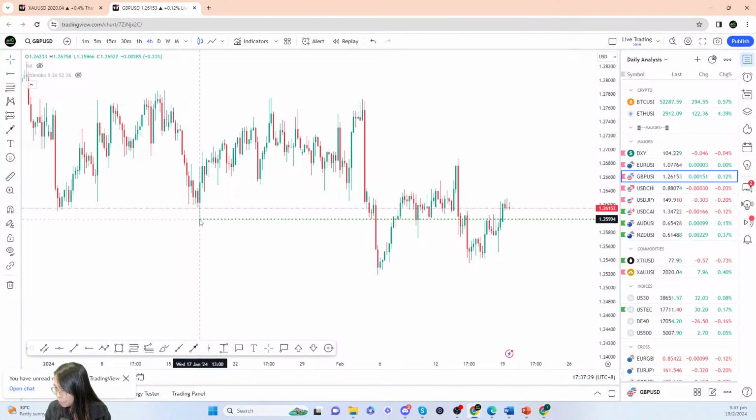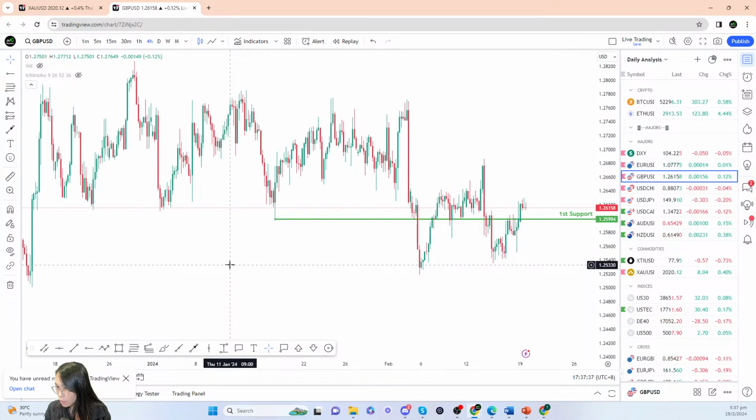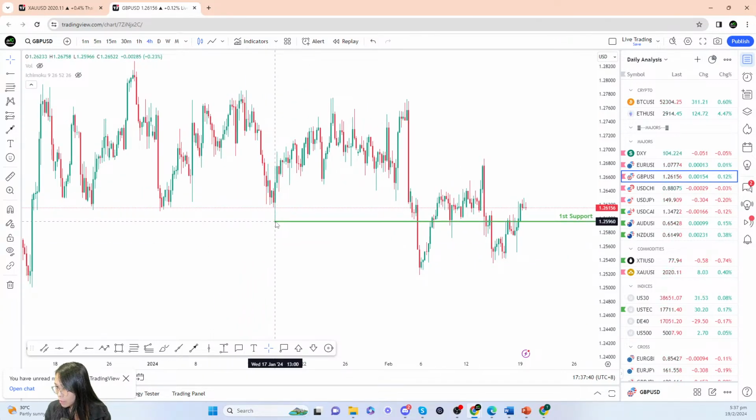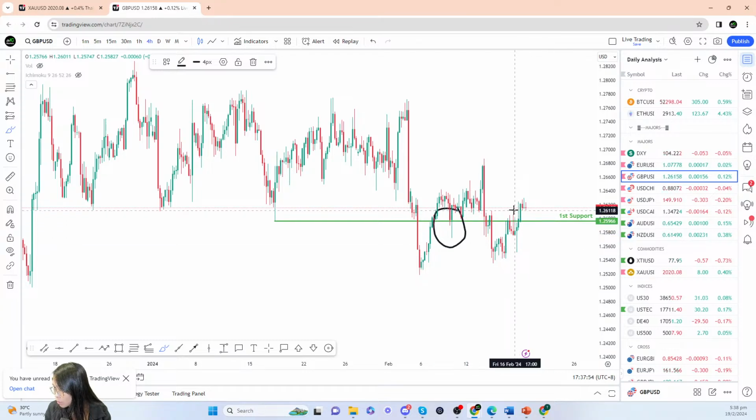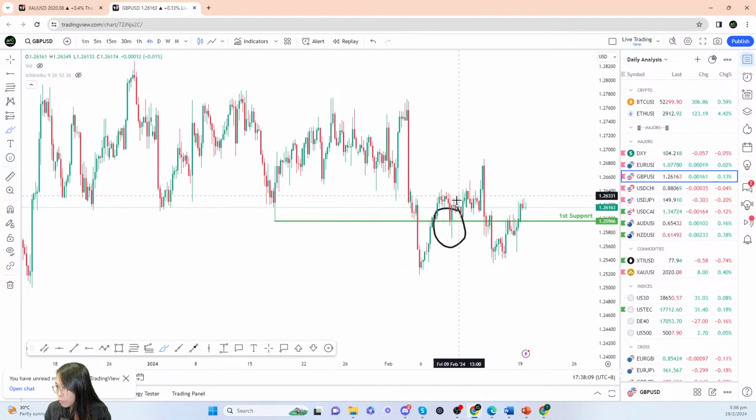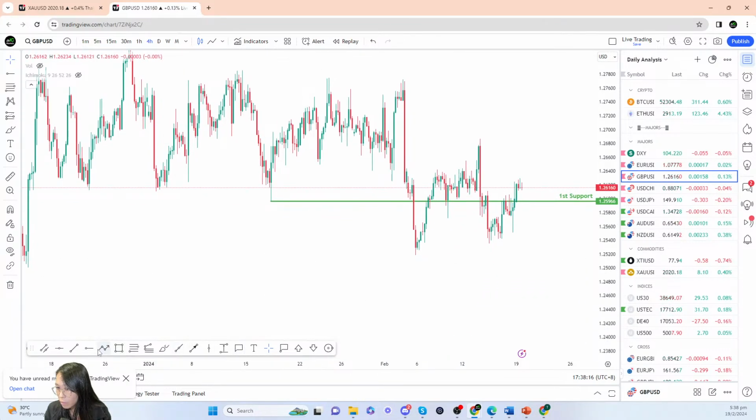So on the H4 chart, this will be my first support. It captures the long wick of this swing low, and also this area here, and also here. Over here you can see that the price had some resistance. Price was rejected and unable to break out, and finally over here it broke out of this support level. And my second support will be this.